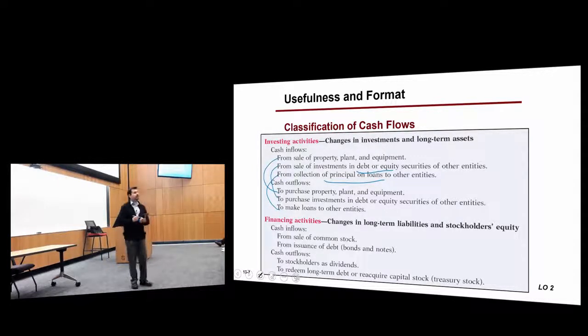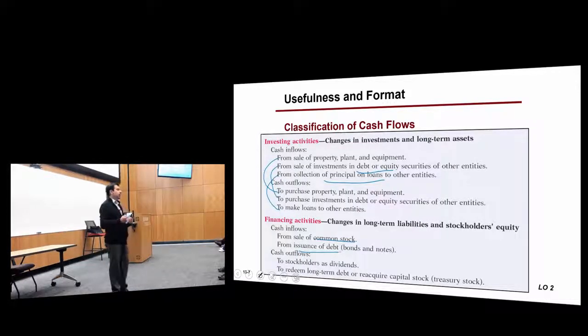Now, financing activities is very simple. This is when the company issues stocks or bonds, their own stocks or their own bonds. Okay? When the company sells stock or they sell bonds. When they issue bonds or stocks, what do they get in return? Cash. So this is cash inflows. When the company redeems long-term debts, when they buy back those bonds, they are paying in cash. When they buy treasury stocks, they pay in cash. So those are cash outflows.